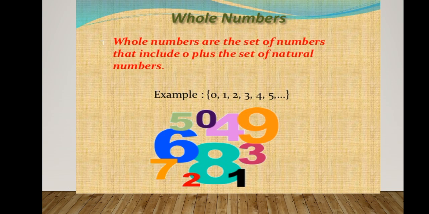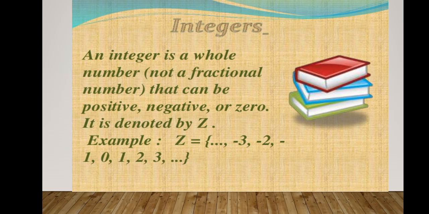Including 0 in natural numbers means 0 plus the set of natural numbers makes the whole numbers, and an integer is a whole number, not a fractional number, not a decimal number, that can be positive, negative or 0. It is denoted by capital Z. As given in the example, Z is equal to minus 3, minus 2, minus 1, 0, 1, 2, 3.